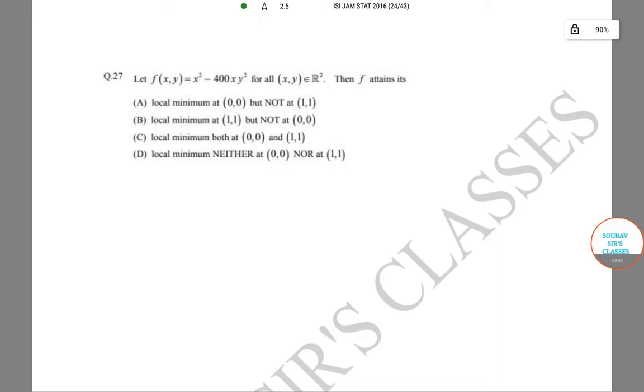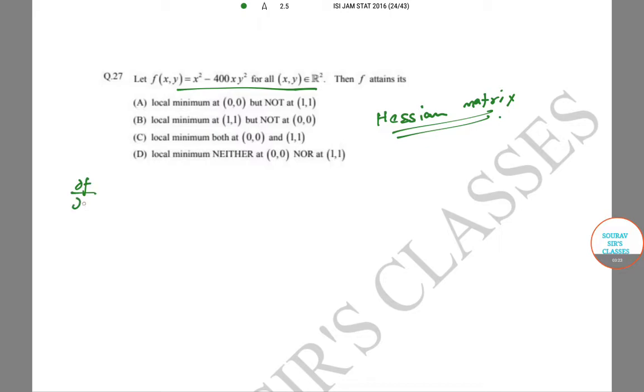Let f(x, y) equal to x squared minus 400xy squared for all (x, y) belongs to R squared. Then f attains its local minima and local maxima. I beg your pardon, the question asks where does f attain its local minima. We have 4 options and let us see how to solve this. Whenever we have a question which asks for local minima or local maxima, it's always advisable to compute its Hessian matrix, the matrix formed by its double derivatives.